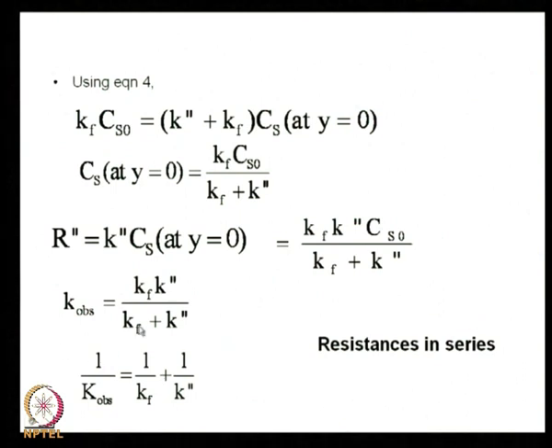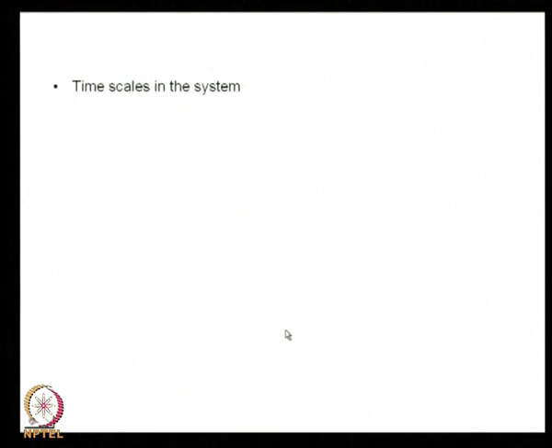So, this is what we find, that 1 over K observed is 1 over Kf plus 1 over K double prime, and therefore, the total resistance is the summation of the reactive resistance and the mass transfer resistance. Okay. So, just after having done all this, let us have a quick look at the time scales that are there in the process. What did we do in the last class? Last class we did the time scales that are there in the system.